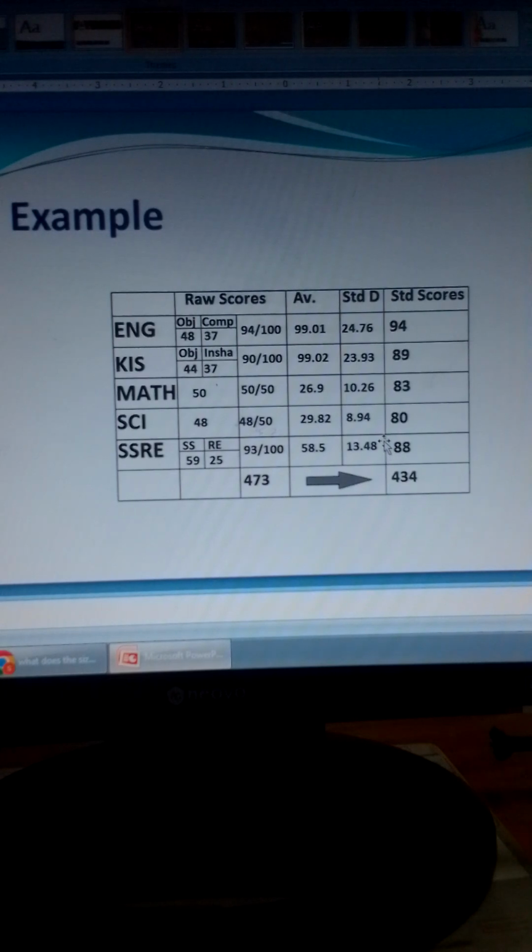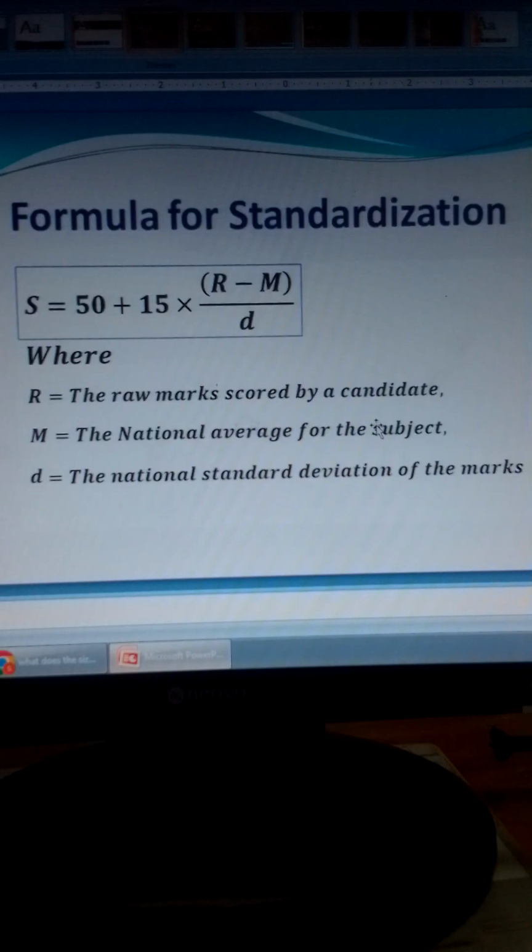That is how the raw scores in KCPE are standardized using this formula, so that they conform to the normal distribution curve.